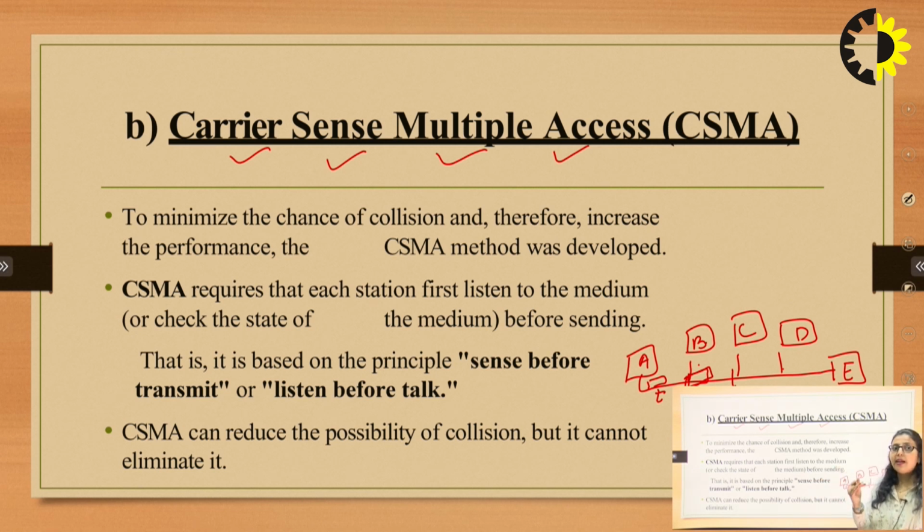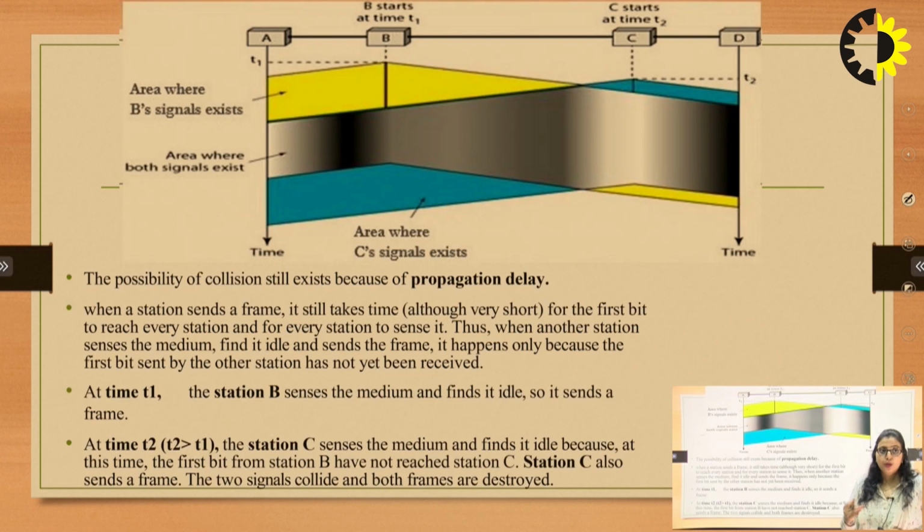So CSMA can reduce the possibility of collision, but it cannot eliminate it. Surely it cannot eliminate it. Here, this is an area where the possibility of collision still exists because of propagation delay. Here you can say at time T1, B has sent the data.